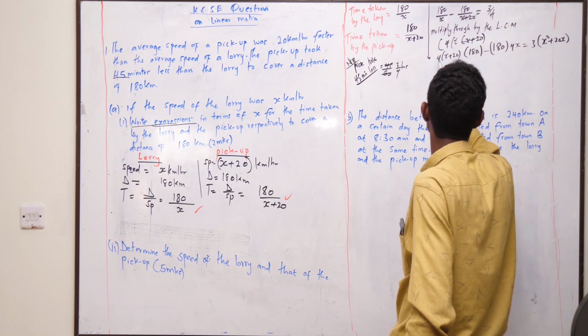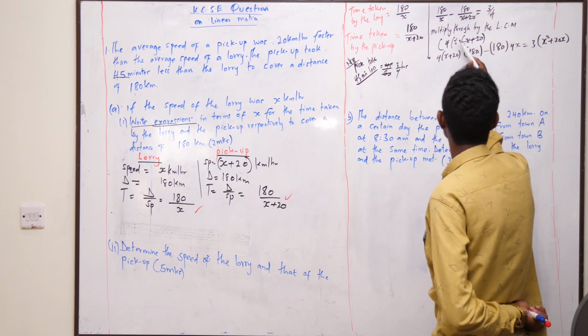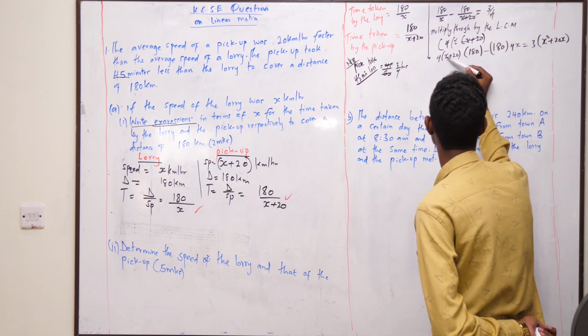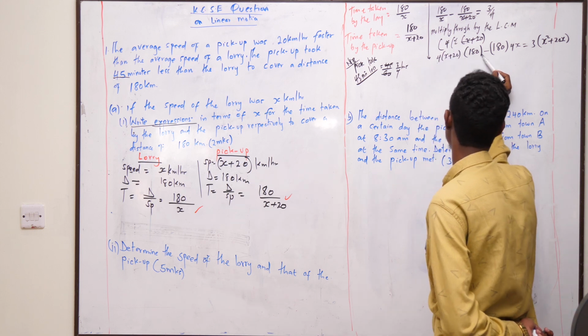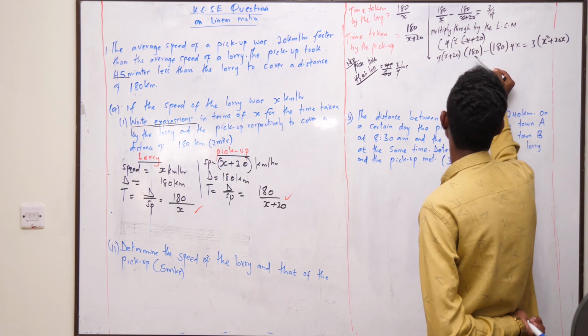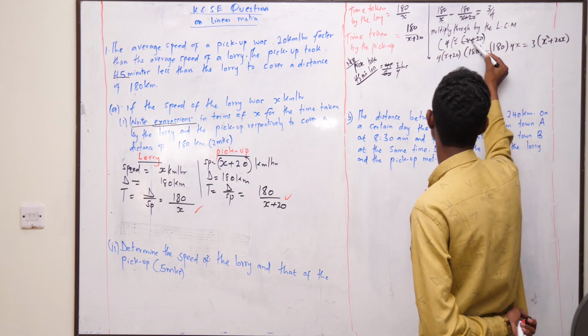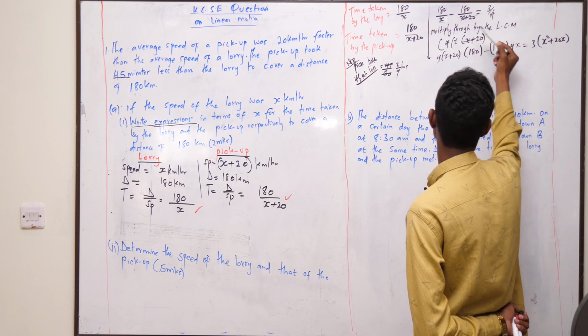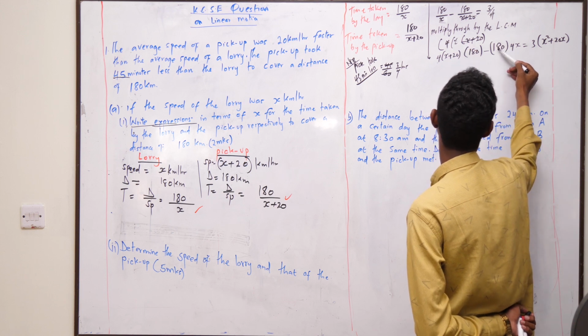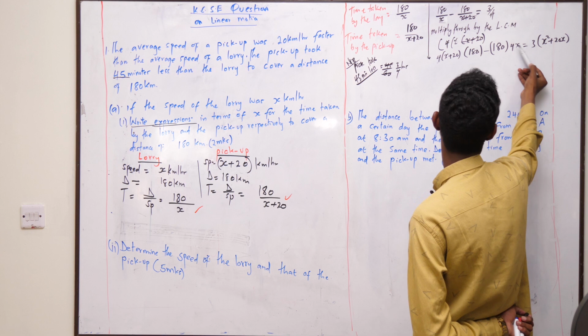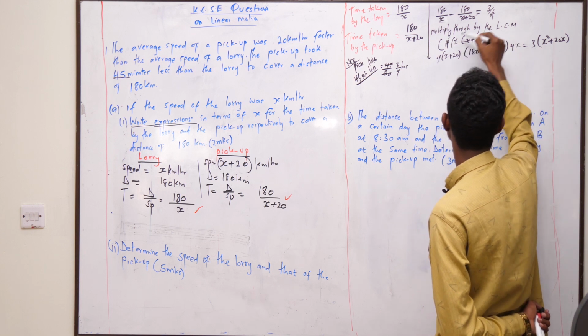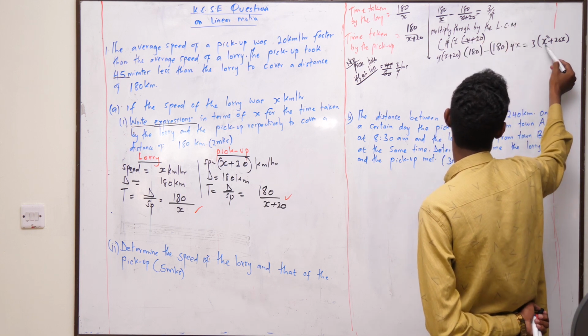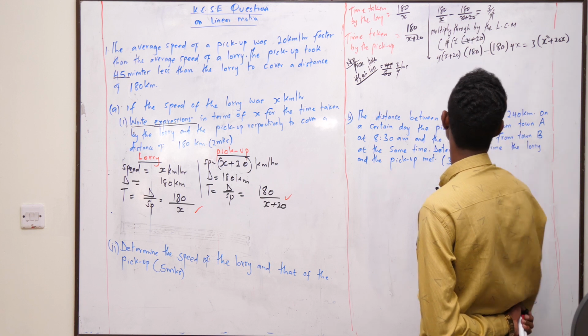We are going to remain with, after cancelling the x, 4 into bracket x plus 20 multiplied by 180, the first one. The second one, this one will cancel with this, and we are going to remain with 4x. There will be minus 180 multiplied by 4x is equals to, in this case, this 4 is going to cancel with that, and we are going to remain with x squared plus 20x.